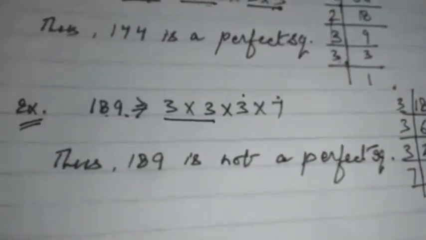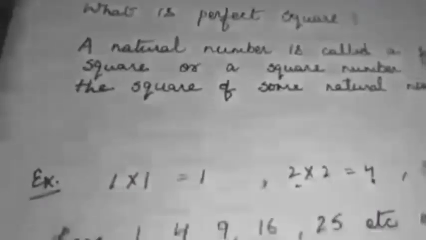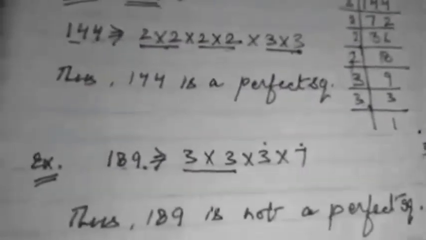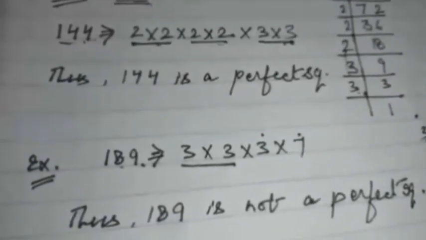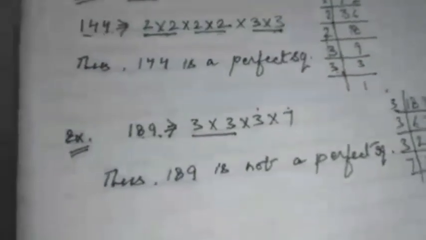So now this is all about perfect squares. First we read the definition, then we understood which numbers can be perfect squares, and if any numbers are given to you in your question, you can easily come to know whether those numbers are perfect squares or not.